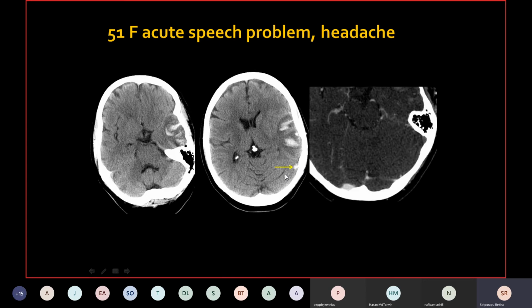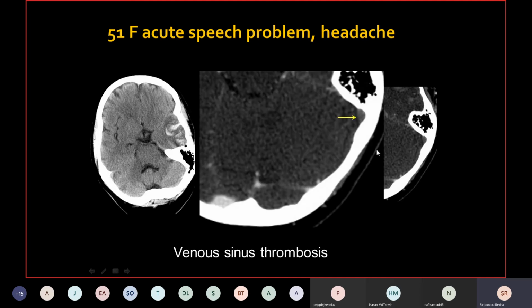And what we would do here is a CT venogram. So these are CT venogram images. We can see contrast within the normal transverse sinus on the right. And here we see that there is a non-filling of the sigmoid sinus on the left, and this is venous sinus thrombosis. And the reason this patient has had a hemorrhage within the temporal lobe is because of the vein of Labbé being involved.